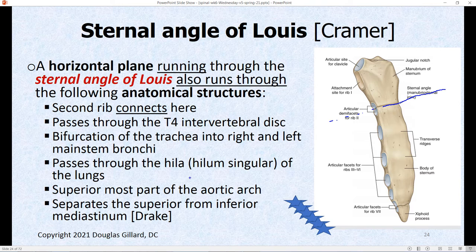It also passes through the hilum of the lung, or the hila of the lungs, which you'll study next quarter. That's the spot where all the blood vessels and the big pipes go into the lungs at the hila. It's also the place where the trachea splits into the right and left main stem or primary bronchi. It also goes right through the T4 disc. And it's also the place where the second rib is. So this is good stuff to put on a note card, because you'll get this on part one and probably part two of the boards as well. They like stuff like that.